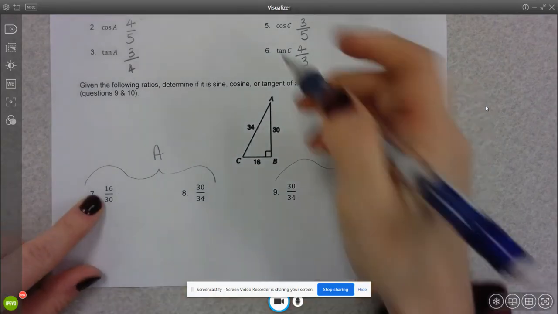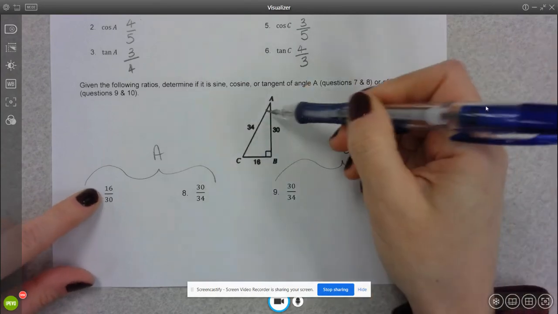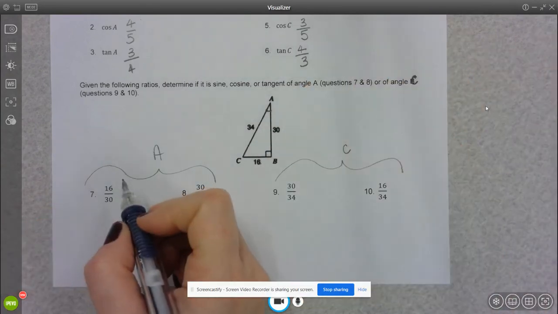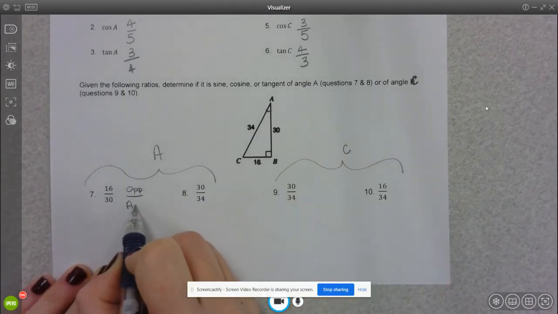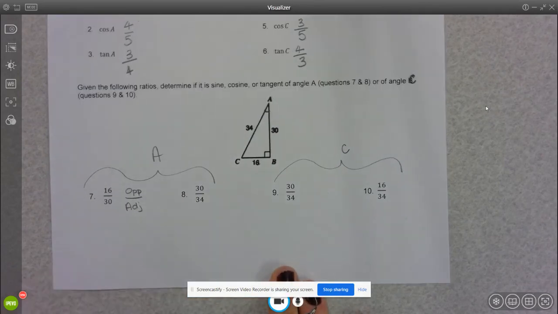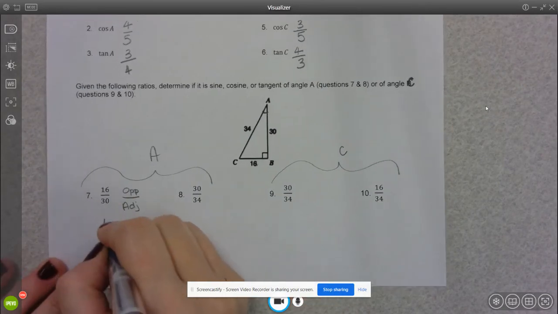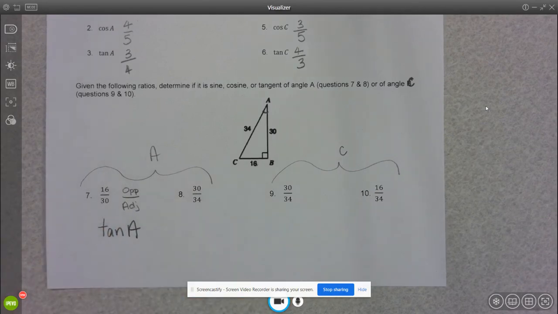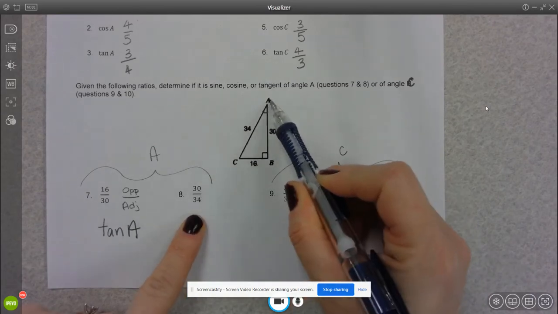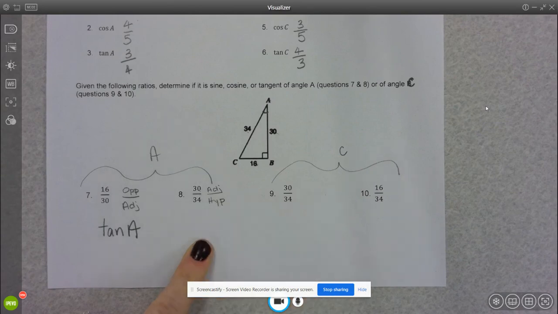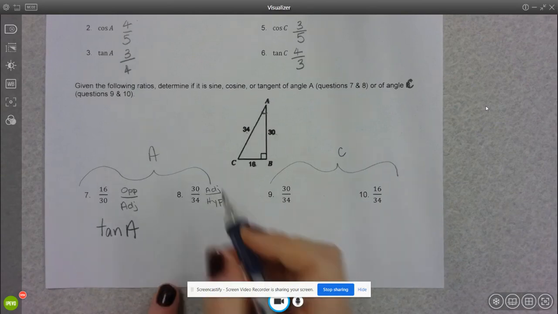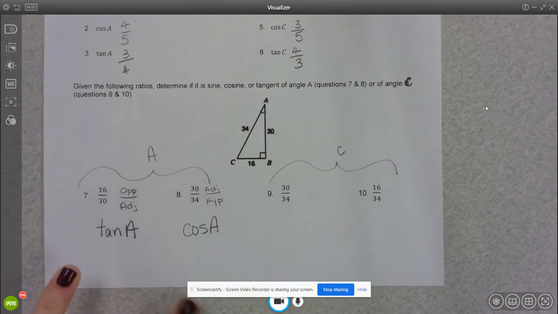All right, so angle A. Here's angle A. 16 is the opposite of A, and 30 is the adjacent of A. So opposite over adjacent, this is tangent of angle A. All right, now again, looking at A, 30 is adjacent. 34 is the hypotenuse. Adjacent over hypotenuse is cosine.